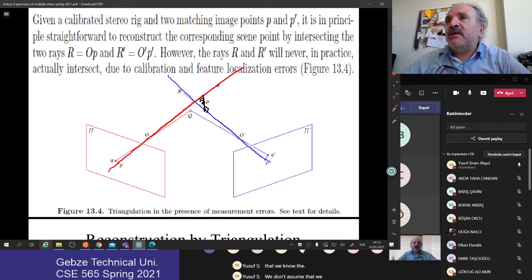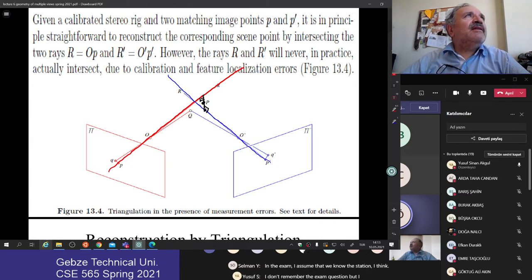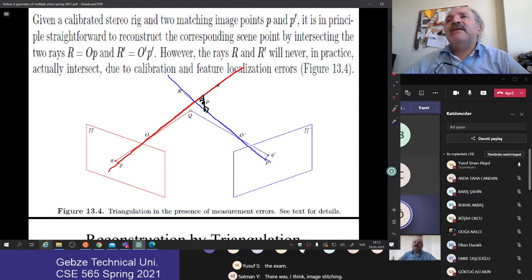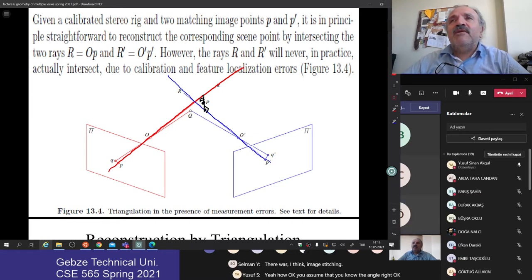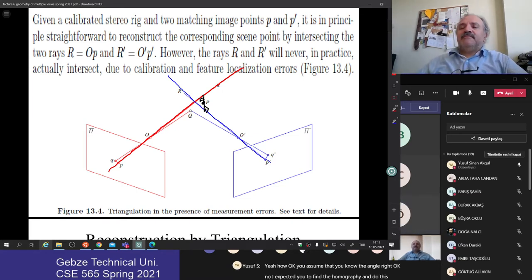Okay. When we do the stitching, regular stitching, we don't assume that we know the rotation amount. We don't know. All we have is that I did not move the center of projection of the camera, and I took these two images and they overlap. So we establish our homography and we do the stitching between them. In the exam, I assume that we know the rotation angle. I don't remember the exam question, but I think there was image stitching. Yeah, okay, you assume that you know the angle, right? Okay. Yes. No, I expected you to find the homography and do the stitching, etc.